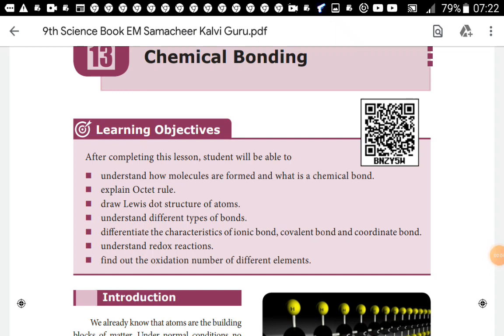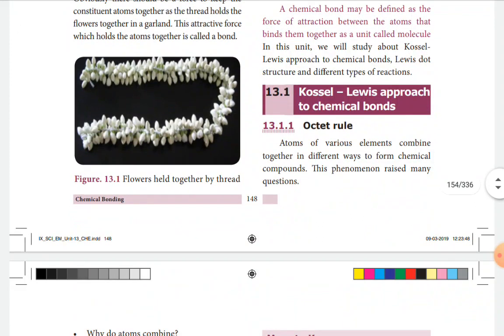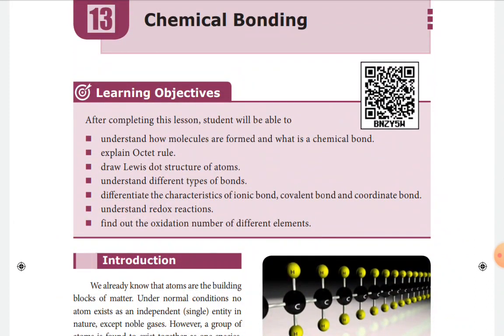Now we are going to discuss a new lesson, Unit 13, Chemical Bonding, in your science book, page number 148. So in this lesson, what are the objectives? What should be learned? What is the knowledge that you are going to gain from this lesson?